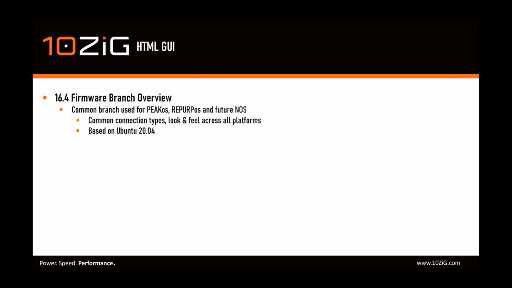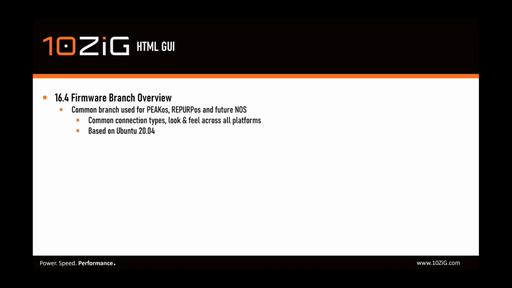To continue on, we're going to have the 16.4.x branch, and it's going to be common across the board for all our products. So PeakOS, aka PCOS, repurpOS, aka RPOS, and then the future NOS are all going to run on that 16.4.x firmware. You have common connection types. There's going to be the same look and feel across all those platforms. And then the idea is simplicity, right? So you can keep everything easy, looking the same, and it's easy to move around from one to another and configure it.